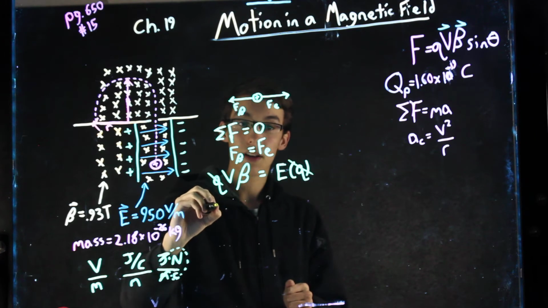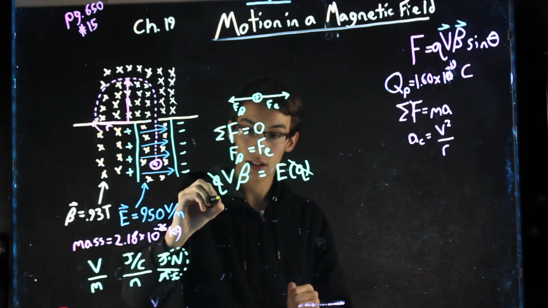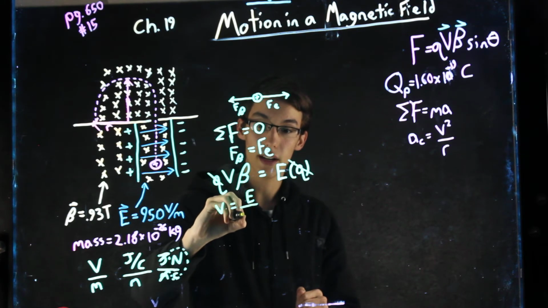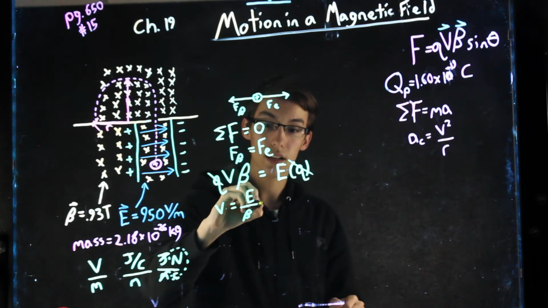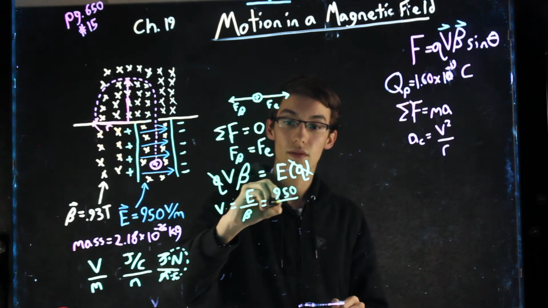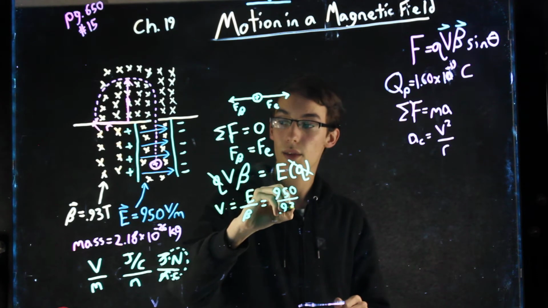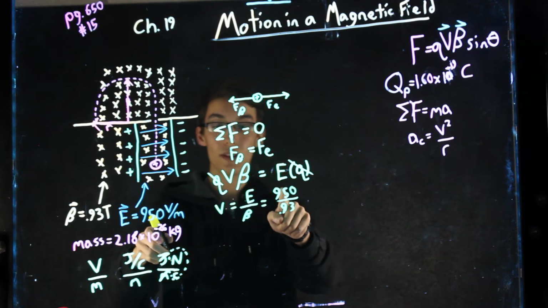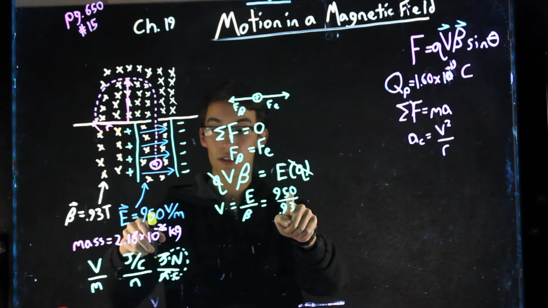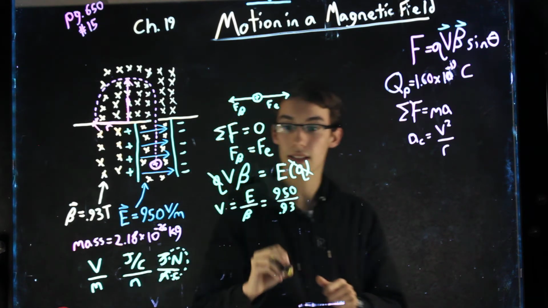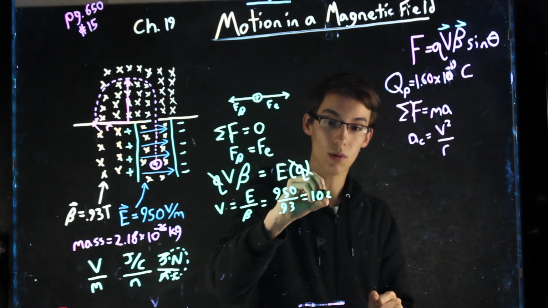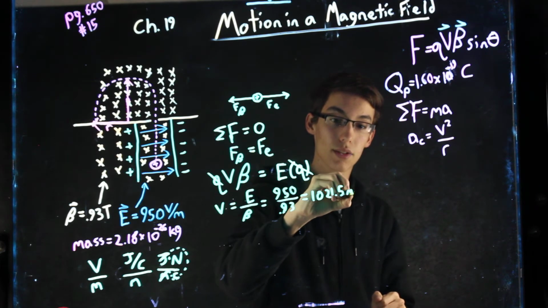So we want to find our initial velocity here. So our velocity is equal to the strength of the electric field divided by the strength of the magnetic field, which is equal to 950 divided by 0.93 Teslas. So 950 joules per coulomb or volts per meter, whichever strikes your fancy, and then 0.93 Teslas. That gives us a total velocity of 1021.5 meters per second.